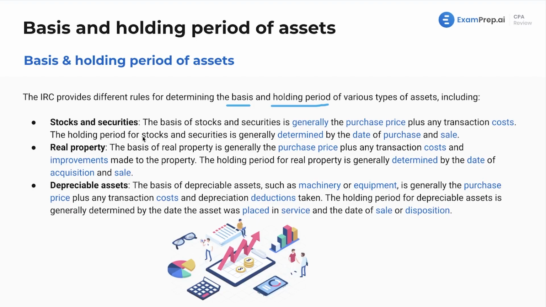Now, the holding period for stocks and securities is generally determined by the date of purchase and sale. So if I buy a stock today and sell it exactly 1 year later, that's going to be a long-term capital gain. Pretty straightforward. The holding period for real property is, again, the date of acquisition and sale. And then for depreciable assets, it's the placed in service date and the date of sale or disposition. A depreciable asset, like a piece of machinery, we may dispose of it, throw it away, it doesn't work anymore, or we may sell it before it's fully depreciated.